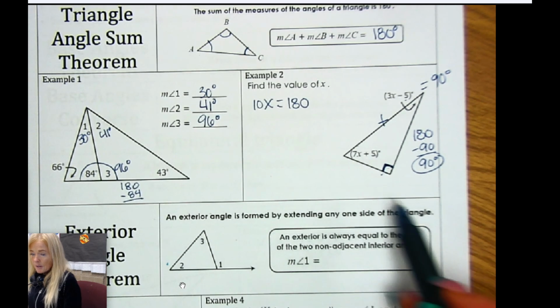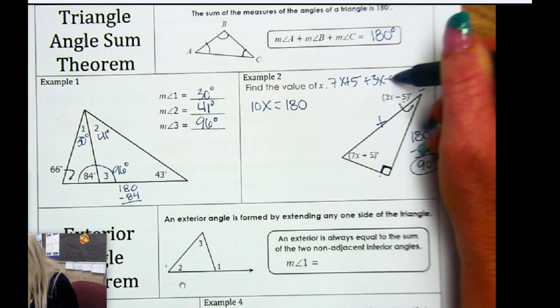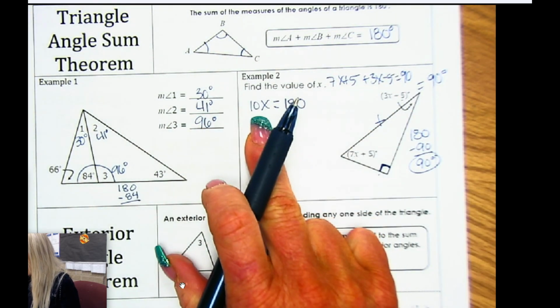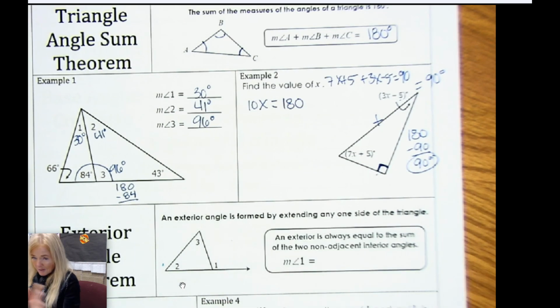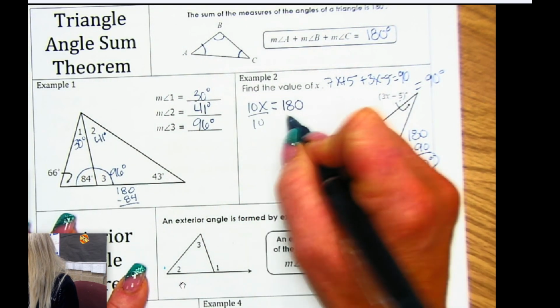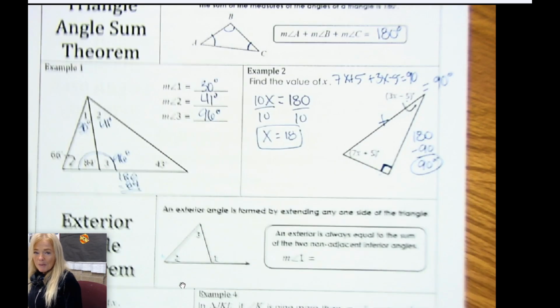All right, so I added them. I mean, you can write out 7x plus 5 plus 3x minus 5 equals 90, and then add your 7x and 3x and get 10x, and then 5 minus 5 is 0. But I just like to add them together and write it down. We divide by 10, and we get x is 18. Okay, pretty simple, something we already knew.